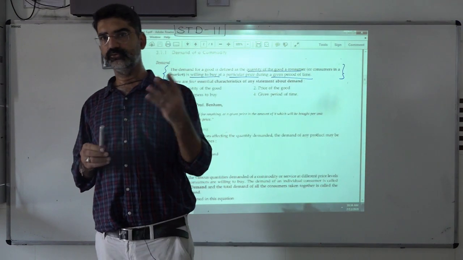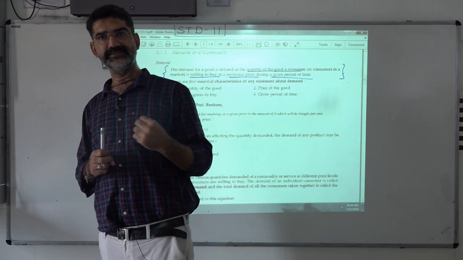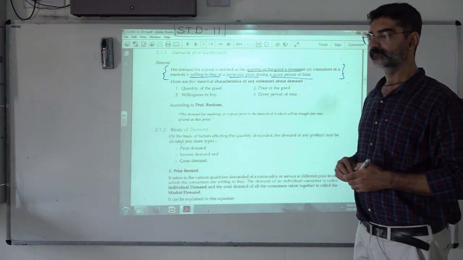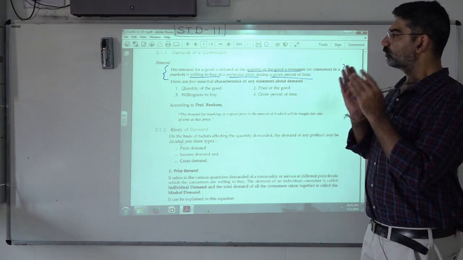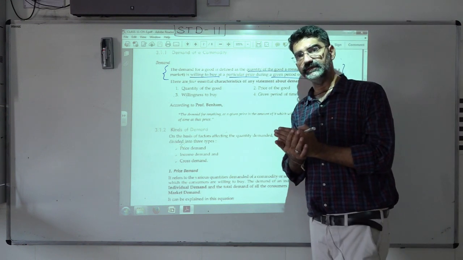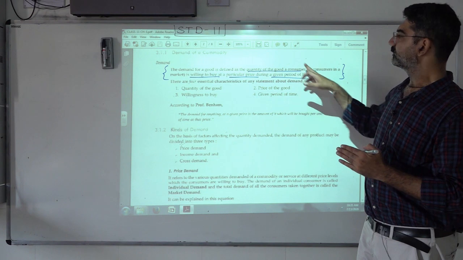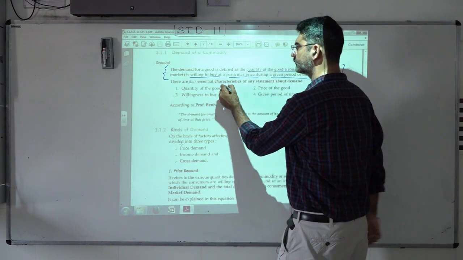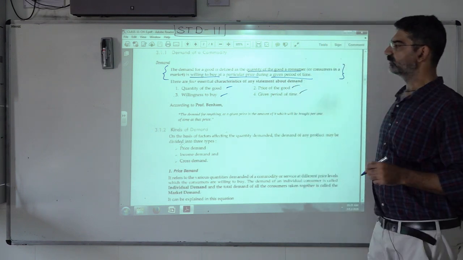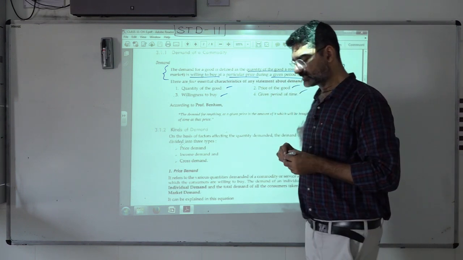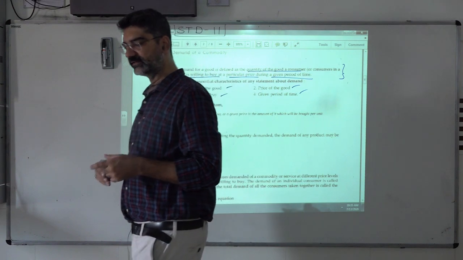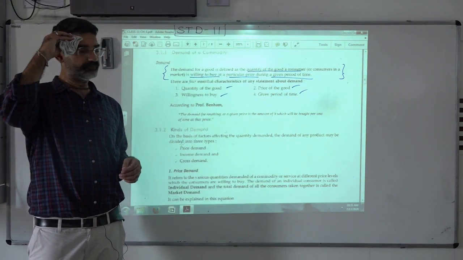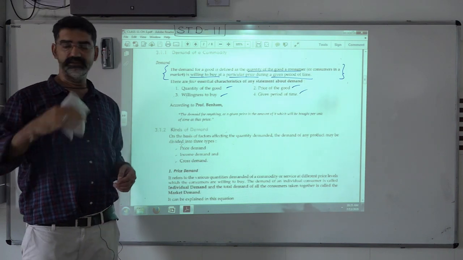Okay, you need to understand these four characteristics, or four words used in the definition. Once again, demand is defined as, first, the quantity of the goods. Number two, willingness to buy at a particular price and given period of time. These four essential points are given here. Then only the definition of demand is completed. What are those four things? Once again, the quantity of goods.